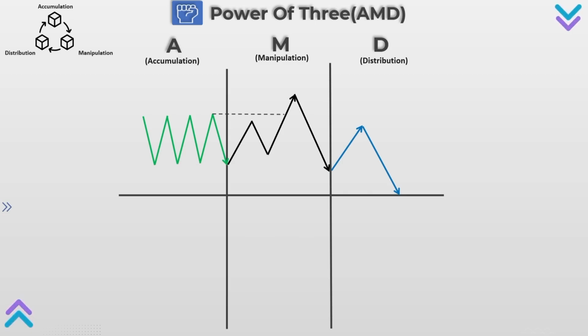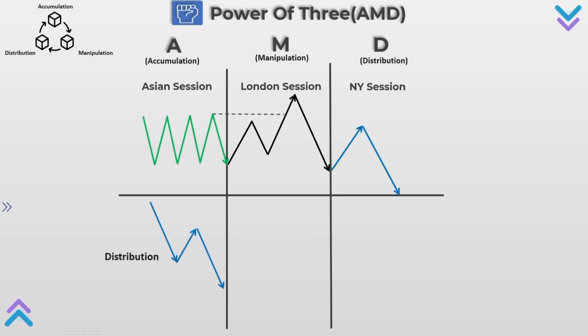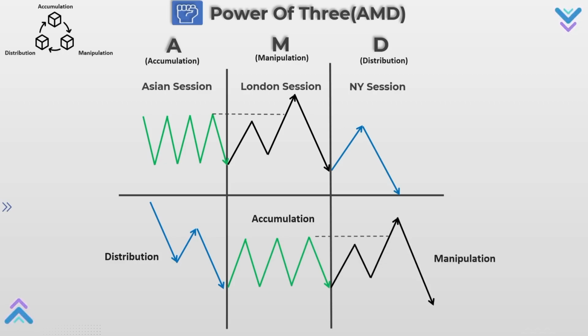This is where you should start looking for the typical AMD: the Asian session, the London session, and the New York session. If the Asian session has accumulated, you'd typically expect the London session to manipulate and then the New York session to distribute. But here's a pro tip to keep in mind. If the price has expanded instead of accumulating during the Asian session, don't expect the London session to manipulate. Instead, you should expect it to accumulate, which means you'd then look for the New York session to manipulate. So, it all comes down to what the Asian session did. Just check out the Asian session first, and that will give you the most accurate way to identify AMD and the power of three phases.